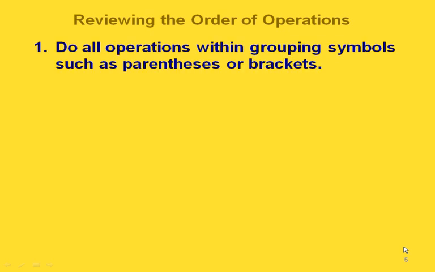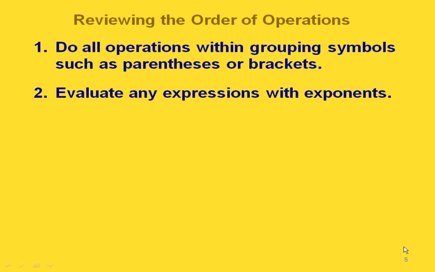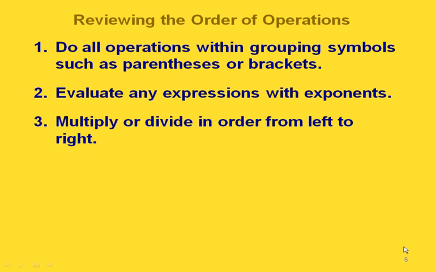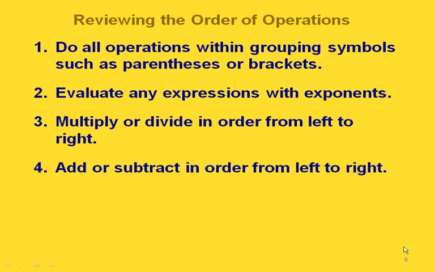Now that we know how to do pretty much everything with fractions, let's go back through the order of operations. Remember that our first operation is to do anything that's in grouping symbols, and those include parentheses, brackets, absolute values, and fraction bars. Next, we evaluate any expressions that have exponents. After that, we multiply or divide in order from left to right. And finally, we add or subtract in order from left to right.